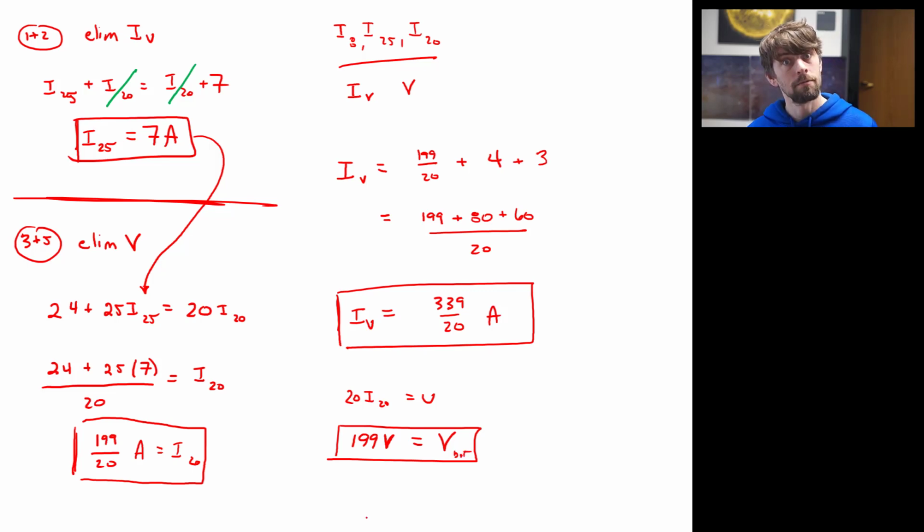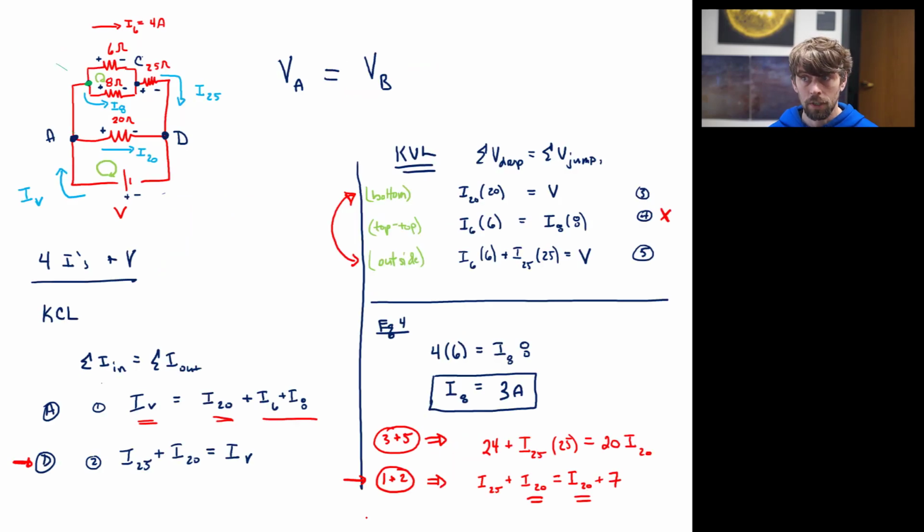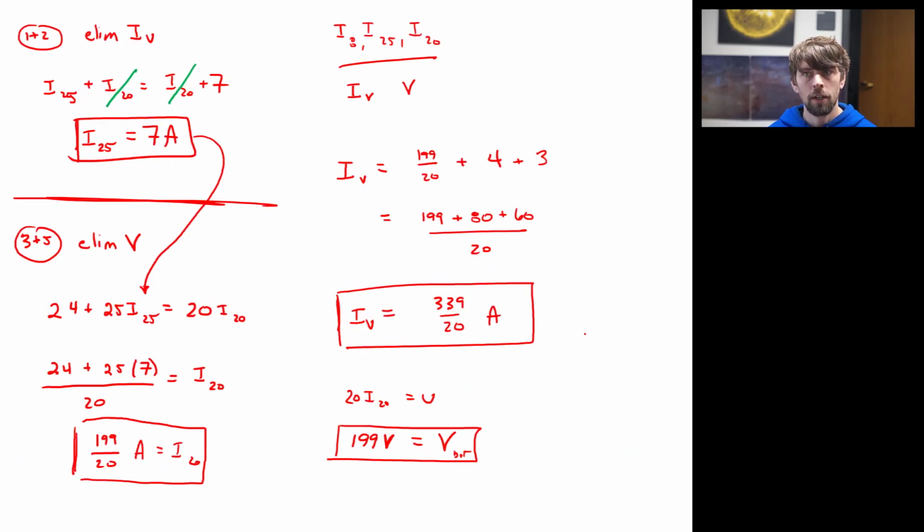And we're done. We now have solved for all 5 of our unknowns. They're all in boxed quantities. 3 amps for the 8 ohm resistor, 7 amps for the 25, almost 10 amps for the 20 ohm resistor, close to 17 amps from the battery, and the battery's at 199 volts. Pretty cool, huh? Okay, I think I'll leave it there for right now.